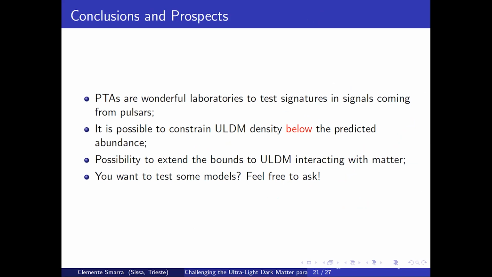And then maybe there are also some other prospects. We could also extend the bounds to ultralight dark matter interacting with matter. And in general, we can test whatever other model just by looking at the effect that it gives on the timing residuals. So feel free to ask whatever question.